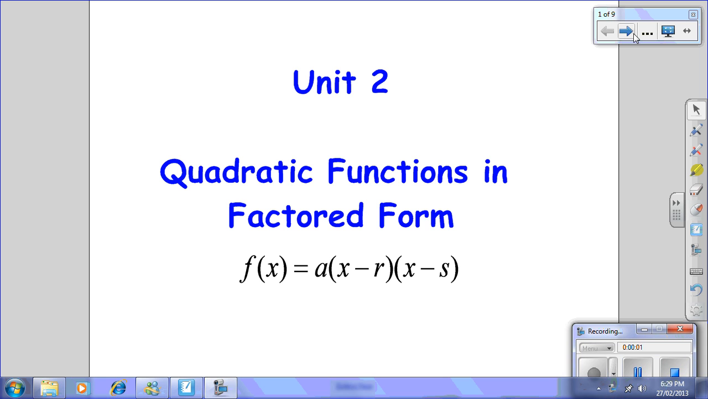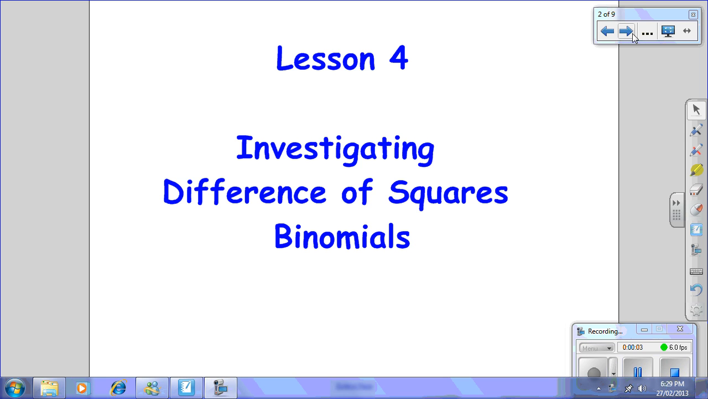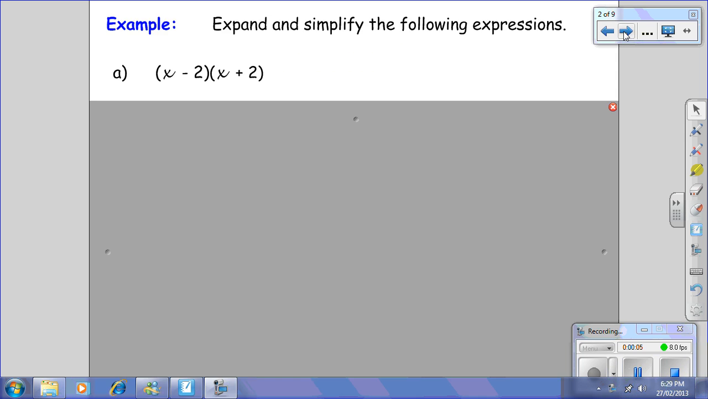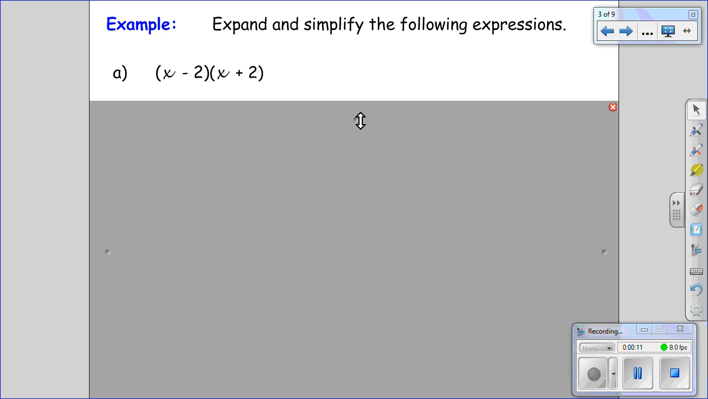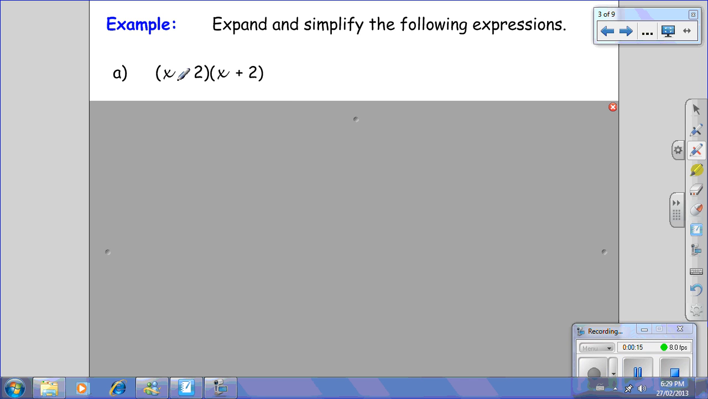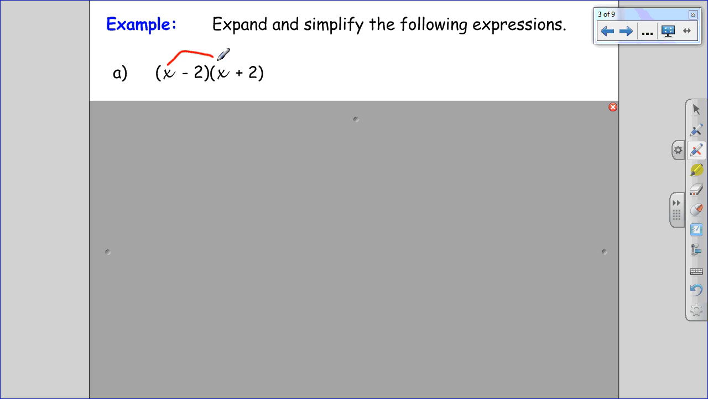Quadratic functions in factored form, investigating difference of squares binomials. We're going to take a look at a couple binomial products and expand them, and we're going to remember that when we see something like this, we're really using the distributive property. So we're going to take the x and multiply with the x, and multiply the x with the 2, and then the negative 2 with the x, and the negative 2 with the 2.